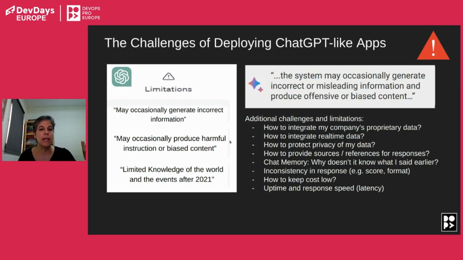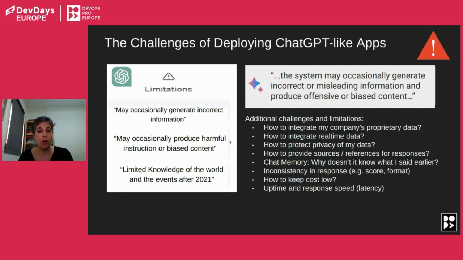What about what I said, not just yesterday or a minute ago, but maybe a year ago: chat memory or long-term memory? Why doesn't it know what I said earlier? Then there are inconsistent responses. The score or grade of, let's say, an essay can vary from one generation to another, but also the format. It could give the score and then also the explanation. For downstream applications, this inconsistency is a problem.